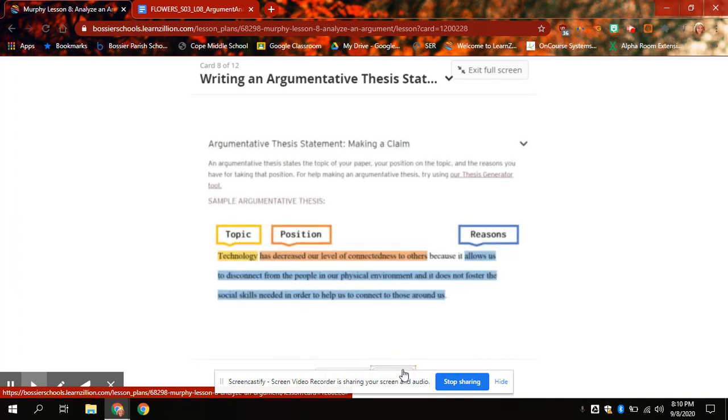So, how do you write a thesis statement? Okay, you have to make sure that you make a claim on a topic. So, if you look at this sample, the topic that they were writing about was technology. And their position on technology was that technology has decreased our level of connectedness to others. Okay, there are plenty of people who would say, no, it hasn't. It's increased our connectedness to other people. Thinking about people who maybe use social media to stay in touch with their relatives that live far away, or even being able to stay connected to other people that maybe they never otherwise would have met, but they met through online tools like social media or other websites.